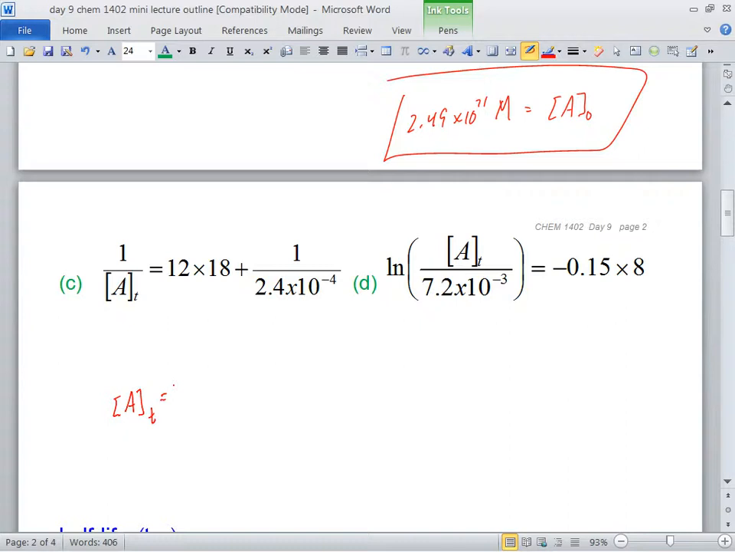So I got about 2.28 times 10 to the negative 4. Make sure you can get that. I put in 2.4 times 10 to the negative 4 in the calculator, push the 1 over x button, plus 12 times 18, hit equals, push the 1 over x button again, got it.